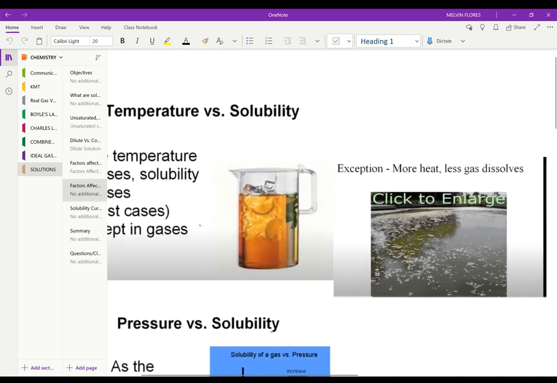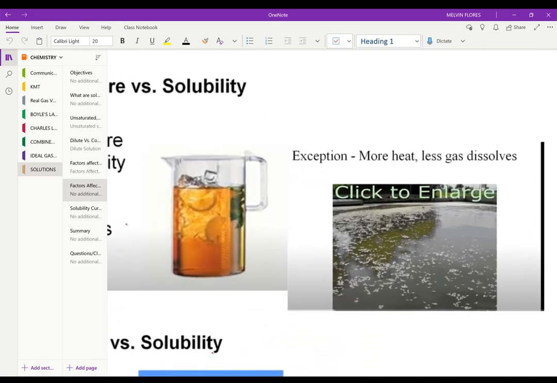Another example of this is when you put your diet coke or any of your canned drinks in the refrigerator, and then more gases will be dissolved in it.